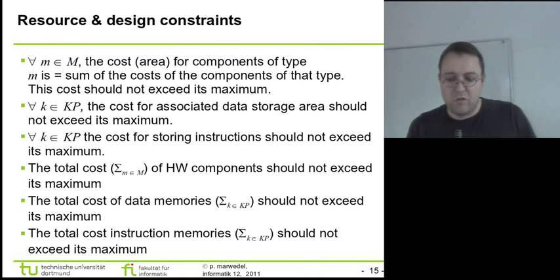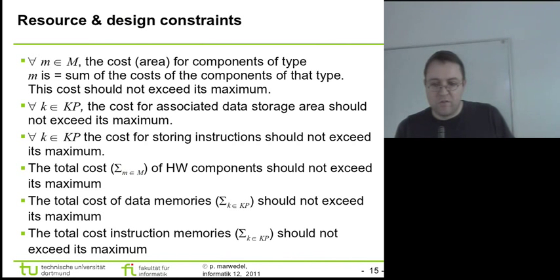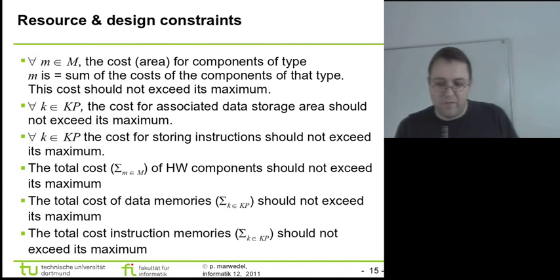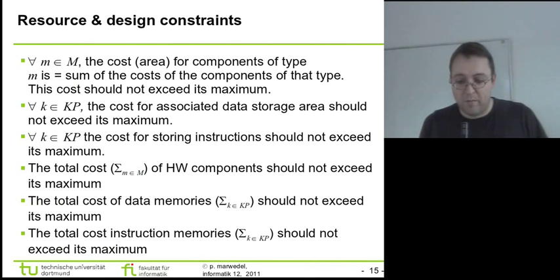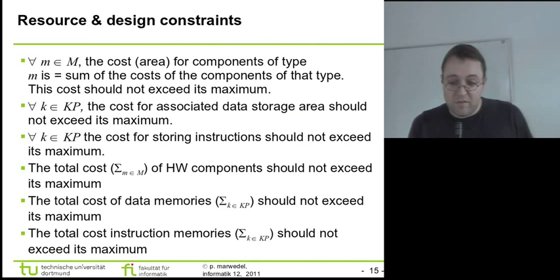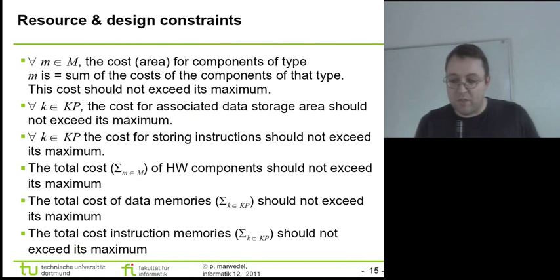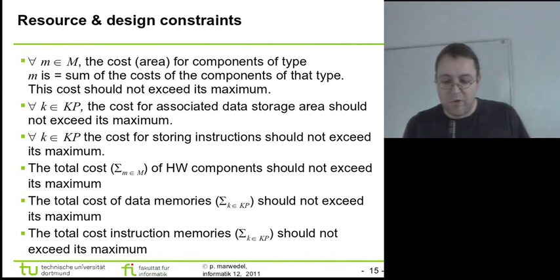These additional constraints apply for the resources in the system and the design. So for all of the hardware components, the cost of the components, which is expressed as an equation involving the area of the components of a given type M, is equal to the sum of the costs of the components of that type. And this cost should, of course, not exceed the maximum cost available. Now for all the processors, the cost for the associated data storage area should also not exceed its maximum, and for all the processors, the cost for storing instructions should also not exceed the maximum available.